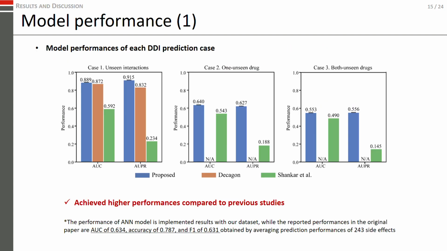Now, I will show you the results. The proposed model showed good performances in all cases compared to previous studies. The model Decagon was not able to predict interactions with new compounds, so the performance could not be obtained, and this INM model was implemented.